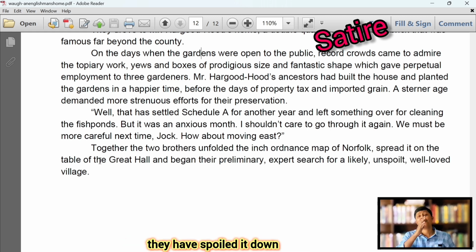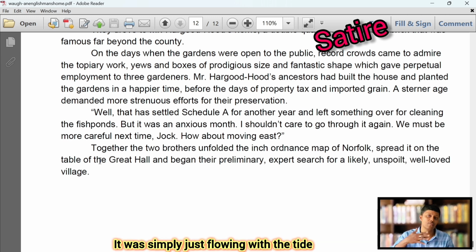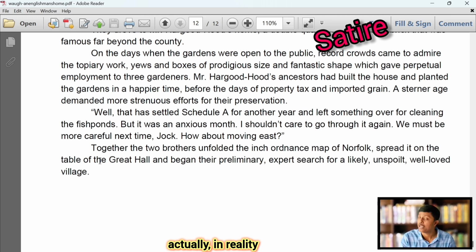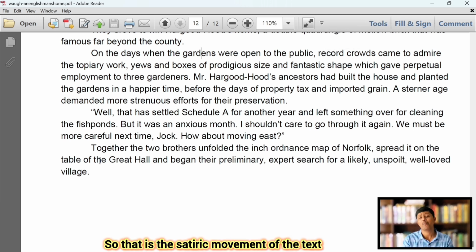See here, they have spoiled it down, and nobody understands a bit. The satire here is that this is the English brilliance: if you are so patriotic about your land, about your country, about the actual life of the village, you are not patriotic, rather you are an idiot. There lies the satire. Someone is doing something and you have no idea about it. You are simply flowing with the tide. Because you think you are doing a great job, in reality it is not a great job. You are just stepping into the trap that is lying for you by others. So that is the satiric movement of the text.